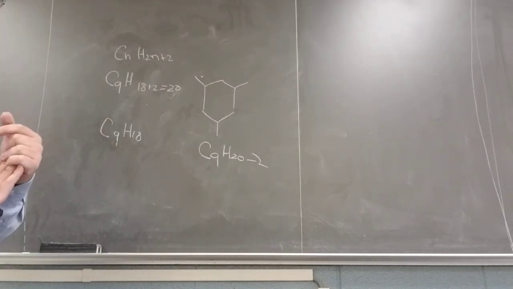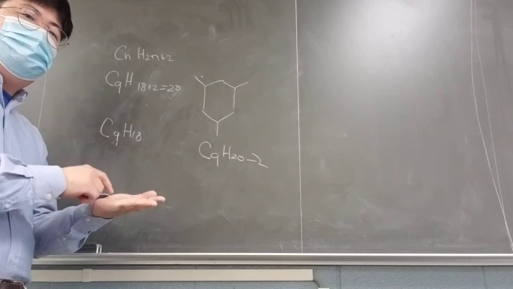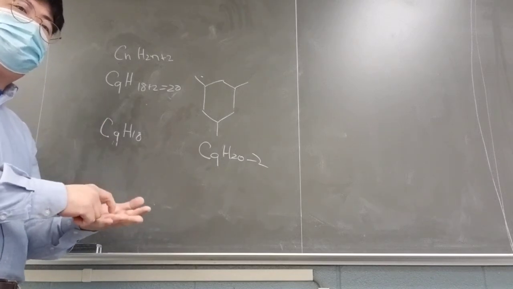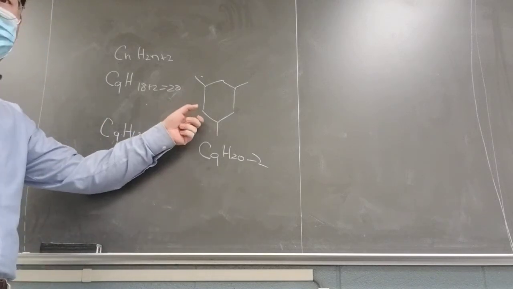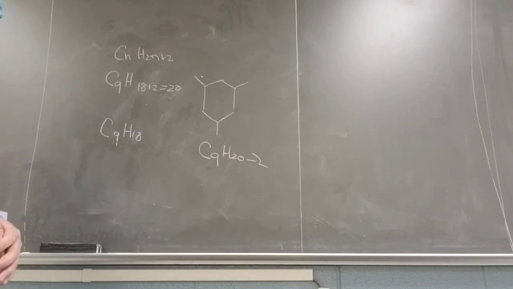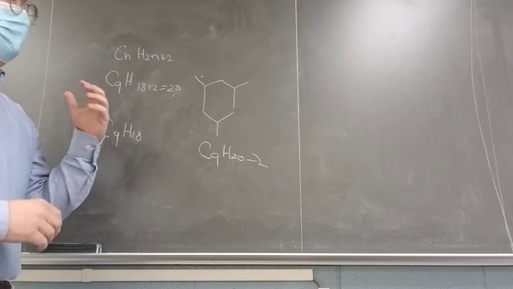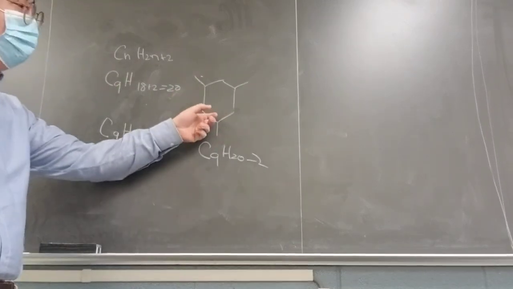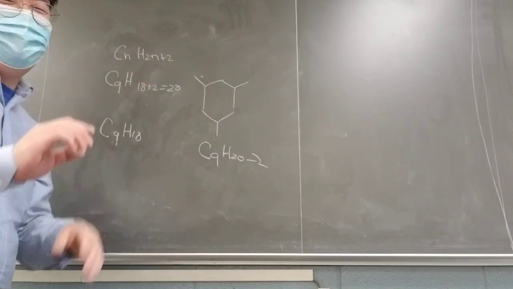You just need to know, oh, I can do CnH2n+2, but there's 1 ring structure there, so I need to subtract 2 for hydrogen. So this is for sure the right answer. If you want to double check, you can just do what I just did over here. Okay? That's it for today. Thank you guys. All right.